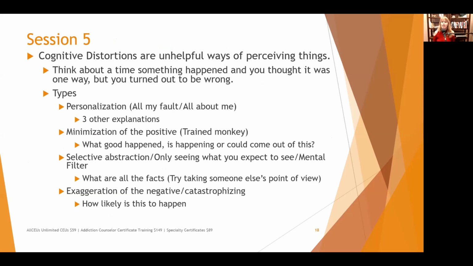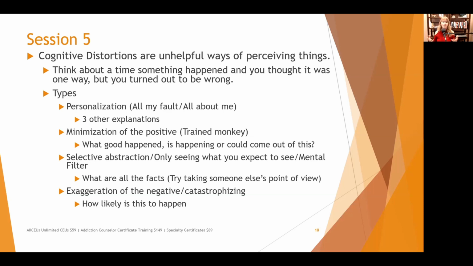Cognitive distortions are unhelpful ways of perceiving things. Have people think about a time that something happened and they thought it was one way, but they turned out to be wrong. Some of the most common cognitive distortions are personalization. This is all my fault. It's all about me. This person gave me a dirty look in the hallway, so they must be angry at me or judging me in some way. And then you get angry.